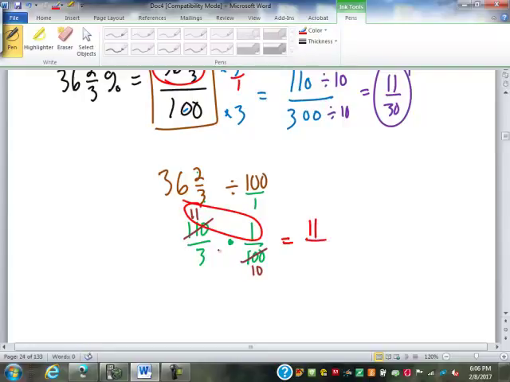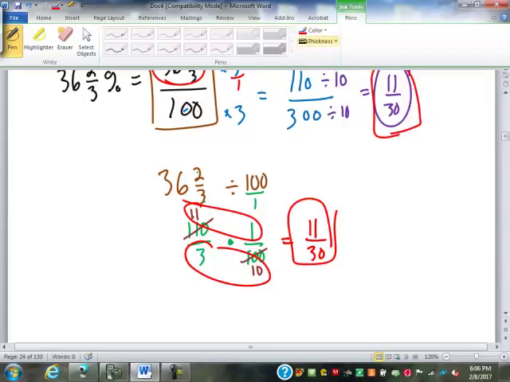11 times 1 is 11. 3 times 10 is 30. So we get the same answer. I think actually doing the division is probably a little bit easier.